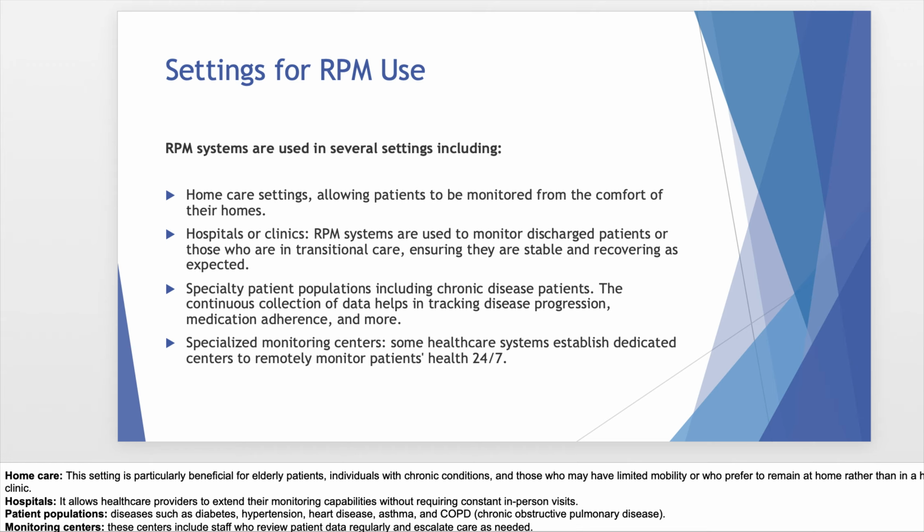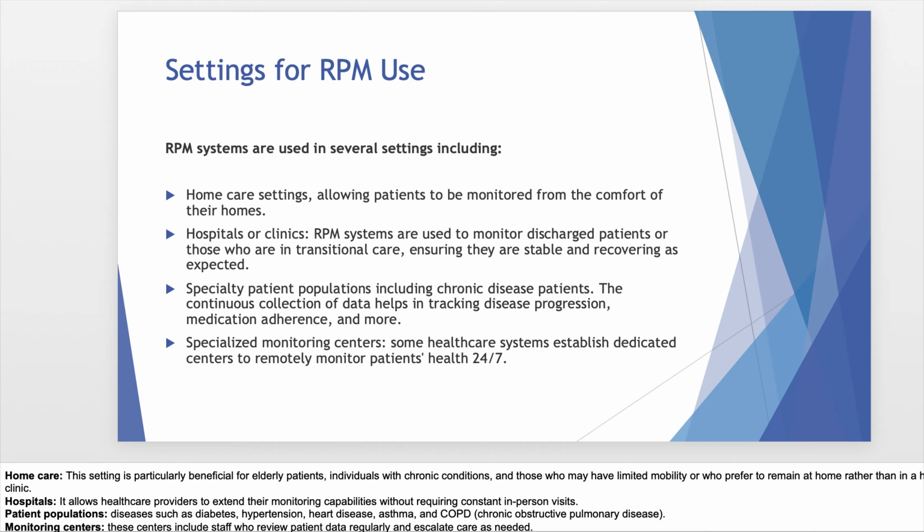Some settings for RPM use include home care. Home care settings allow patients to be monitored from the comfort of their own homes. Hospitals or clinics: these systems are used to monitor discharged patients or those who are in transitional care, ensuring they are stable and recovering as expected. It also allows healthcare providers to extend their monitoring capabilities without requiring constant in-person visits.